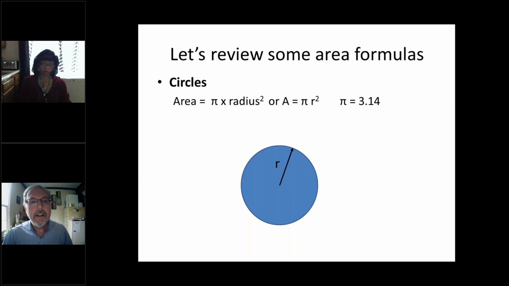And circle. So with the circle, our area is going to be pi, that strange Greek letter there, pi, times the radius squared, or sometimes you'll see it like this, pi r squared. And you can use the approximation that pi is 3.14. Sometimes that's used for the approximation. You can extend this out to a whole lot of decimal places. In fact, it goes on forever.